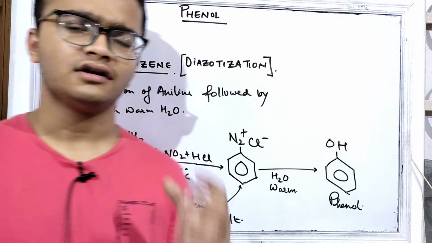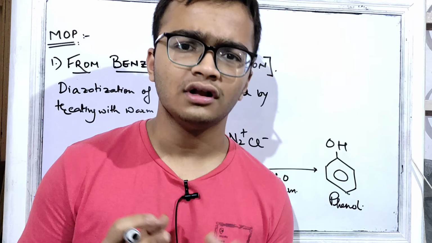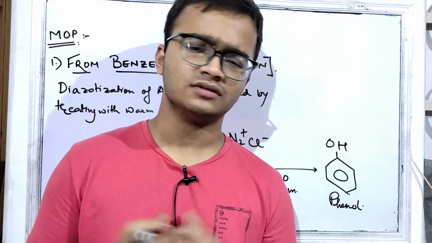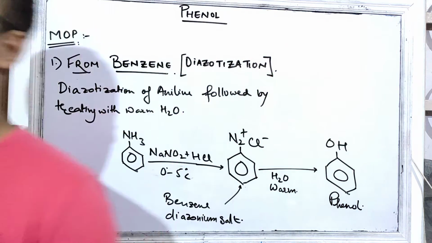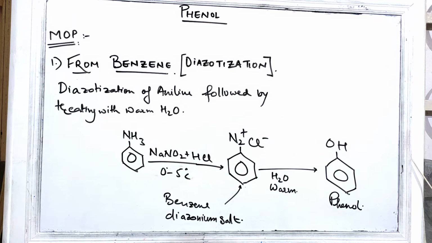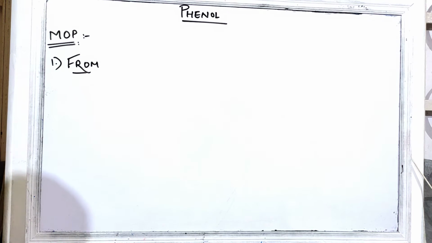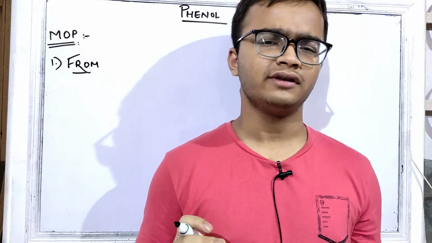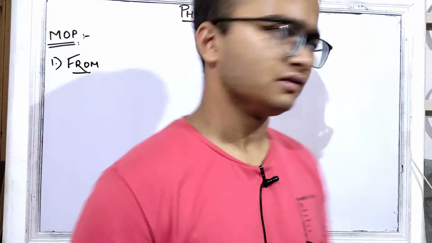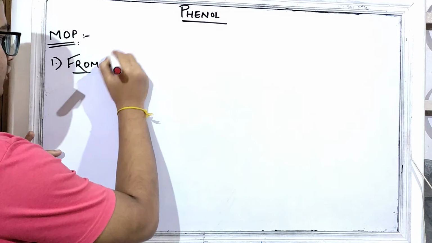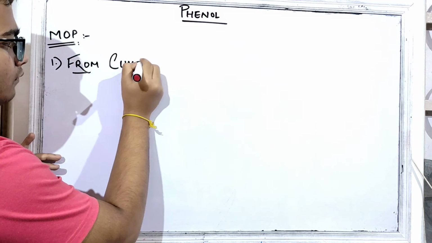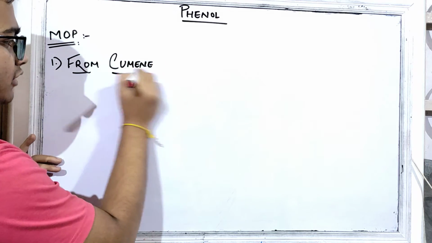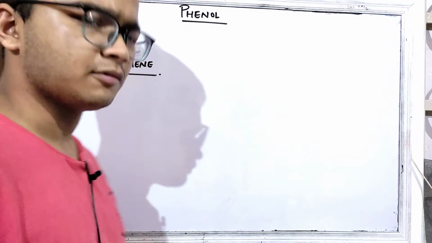After this we will learn about the process of preparation of phenol from cumene, which is called isopropyl benzene. So copy it. So the next process which we are going to learn about the preparation of phenol is from cumene, which is also called isopropyl benzene. So let's write here from cumene.